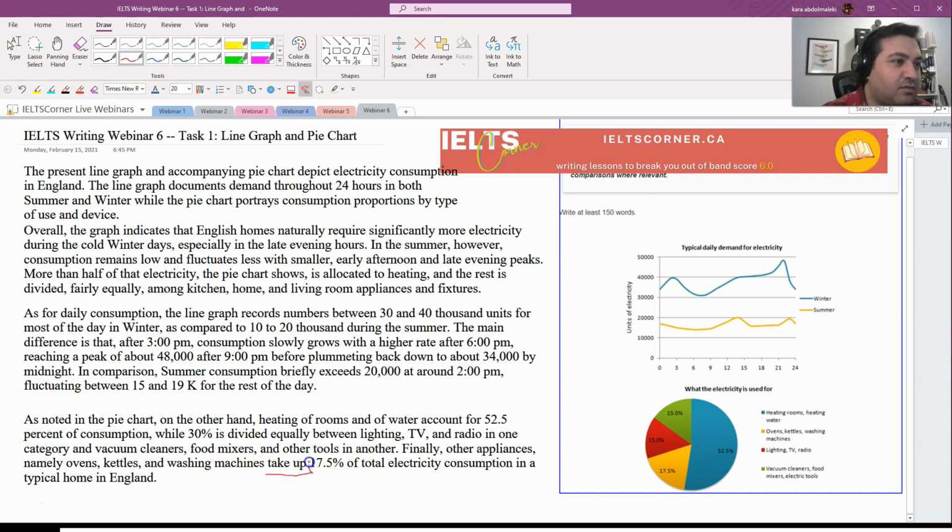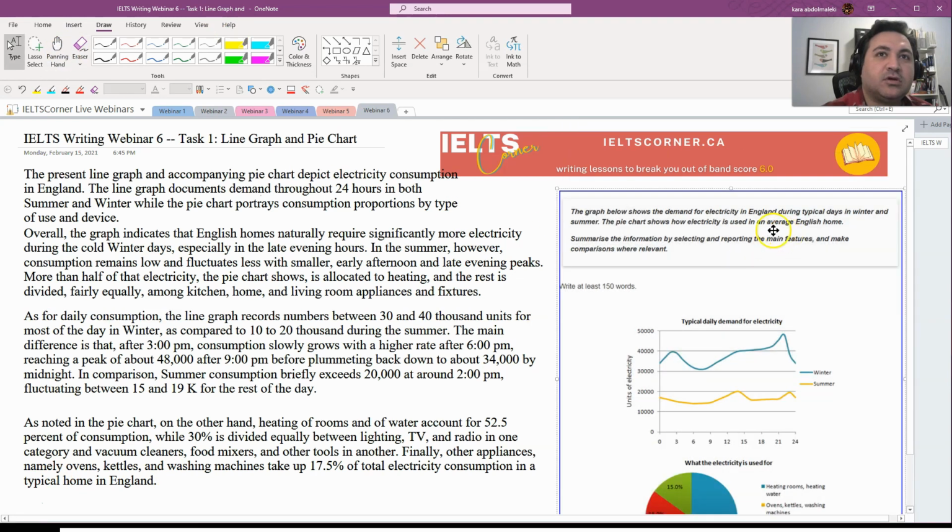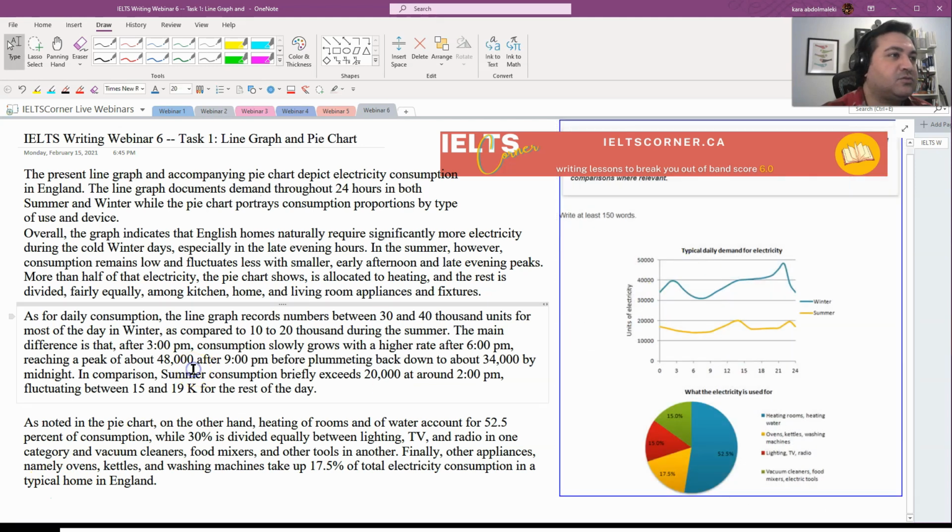Machines take up. Take up is like constitute. Constitute would be a good word. I don't think I used constitute. You can use that. Of total electricity consumption in a typical home in England. So typical is a good synonym for this word that they used here. It said here, look, it said an average English home. So instead of average, I used the word typical there. And that is my entire essay.